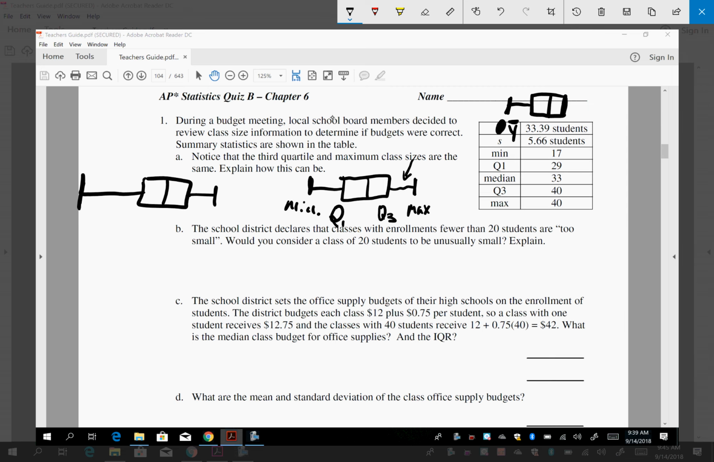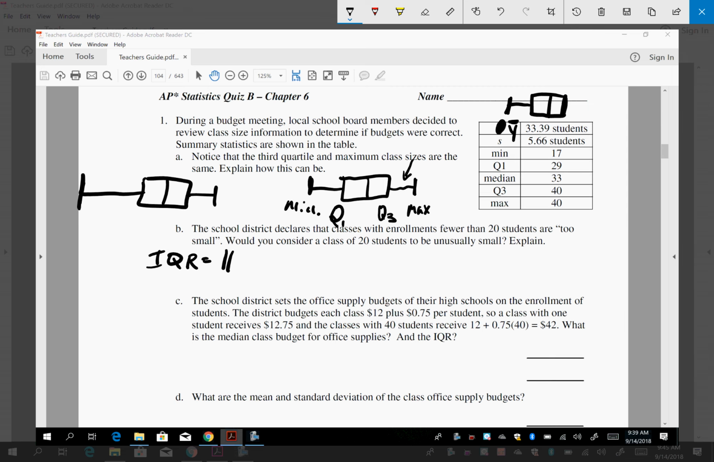Find out if 20 is unusual, and how do we do that? Very good, Giuseppe, below the lower fence. And Gilberto's brain already is thinking about it too. What's the IQR? 11, very good. How did you get that, Giuseppe?